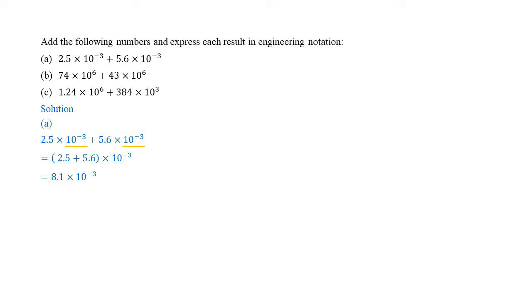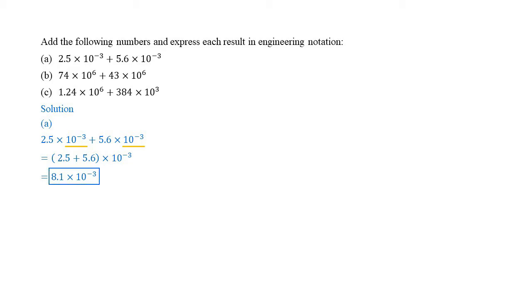power negative 3. So let's check if this number is in engineering notation. The number before the decimal point is 8, which is between 1 and 1,000. So this number meets the first requirement of engineering notation. And then let's check the exponent. The exponent equals negative 3. It is a multiple of 3. It meets the second requirement of engineering notation. Therefore, this number is in engineering notation. This is the answer for question A.